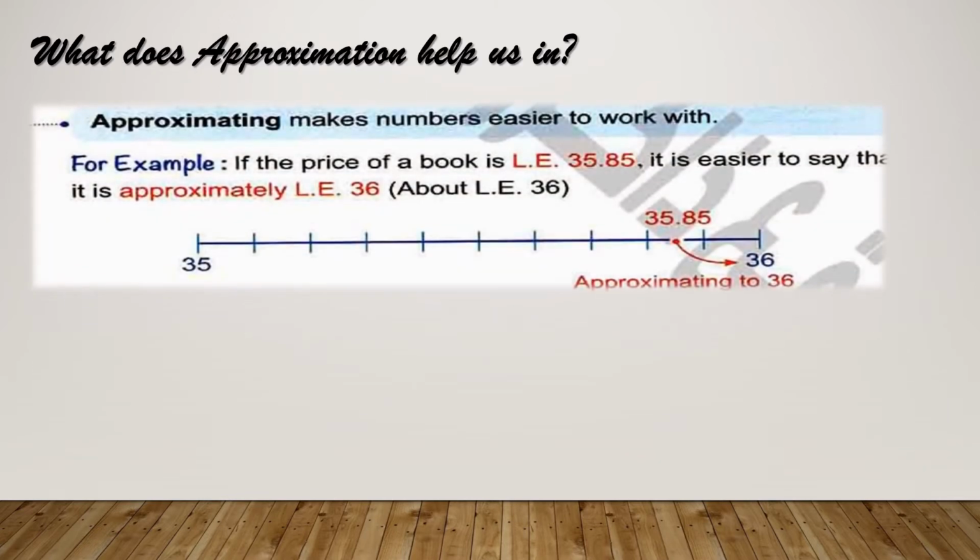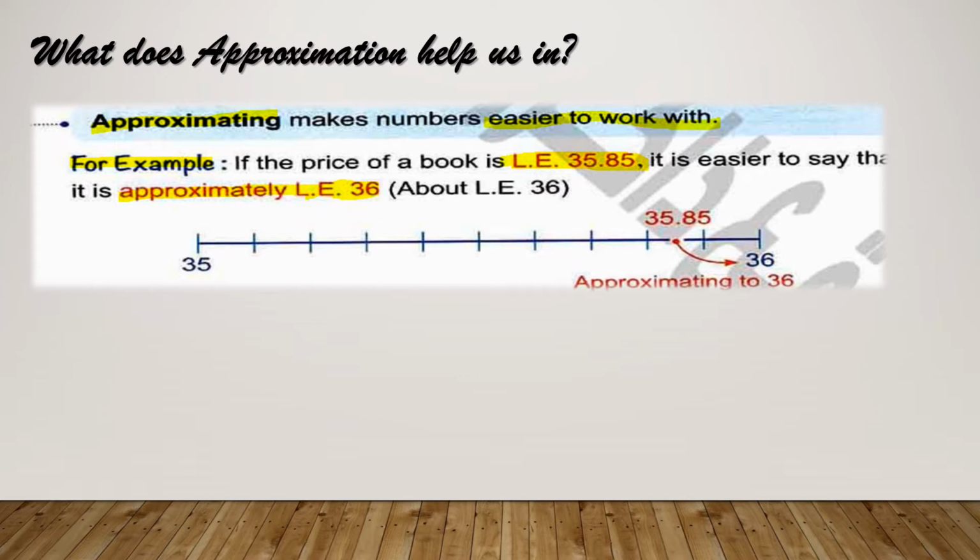So how does approximation help us? Approximating helps us in a lot of different ways, and one of the ways is that approximating makes numbers easier to work with. Let's take an example to understand this a little more. If the price of a book is 35.85 pounds, pounds being another unit of money, but let's talk about it as dollars for now, it is easier to say that it's approximately 36 dollars.